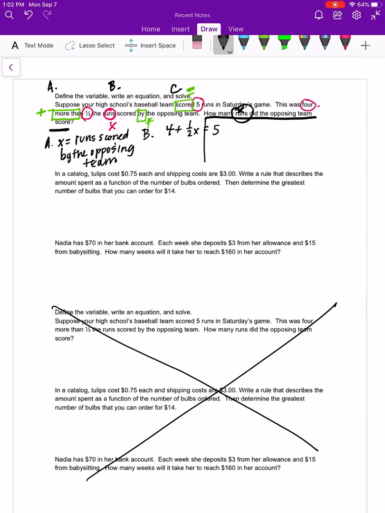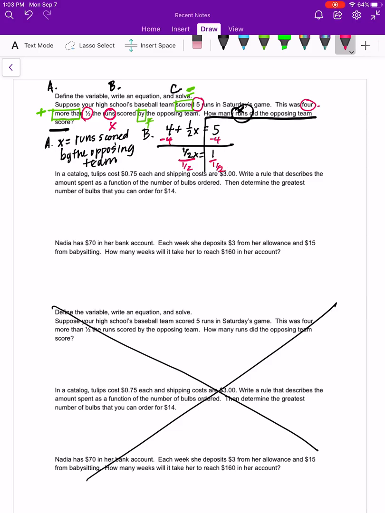And then 3, or C, it says to solve. So I'm going to go ahead and isolate the variable, which means I have to get rid of some guys hanging out there. So I'm going to subtract 4 to the other side. And that gives me 1/2 X equals 1, because 5 minus 4 is 1. Now I'm going to divide by 1/2, or divide by 0.5.